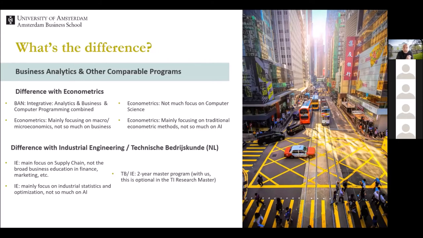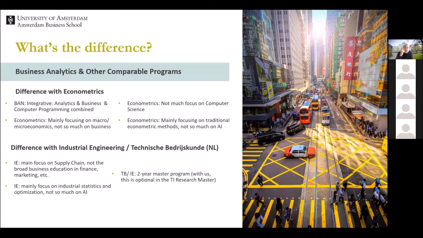And last, but not the least, in an econometrics program, you focus more on traditional econometric methods like time series, choice models, so different ways of regression. We do that too, but we have more focus on AI, artificial intelligence and machine learning, so predictive methods.